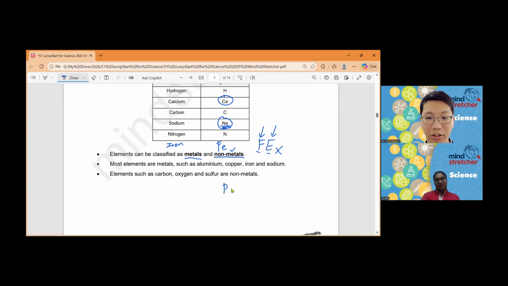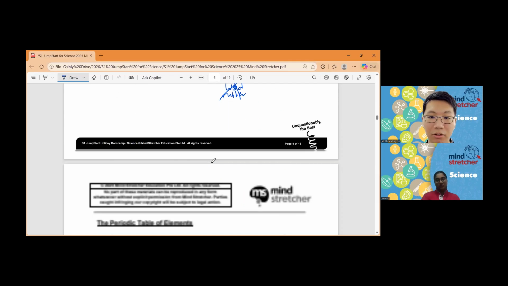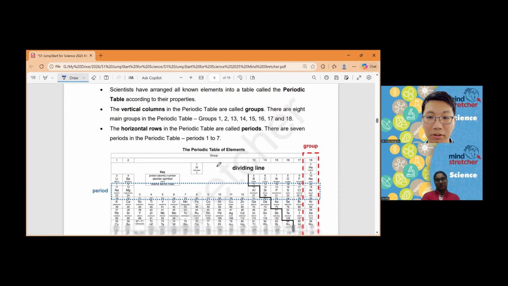Now I'm not just talking about any non-metal. It's not plastic, wood or rubber. Of course, those are also non-metals, but we are looking for elements, and those are not elements. So in the periodic table, these are the elements which are non-metals. Let's talk about the periodic table.